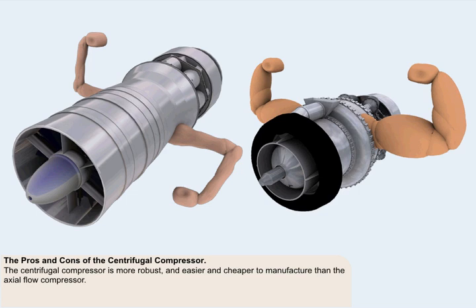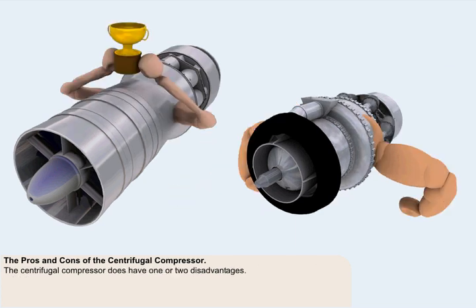The centrifugal compressor is much more robust than the axial flow compressor. That, and the fact that it is the easiest and cheapest of the two types to manufacture, made it the compressor of choice in early gas turbine engines. The centrifugal compressor does, however, have one or two disadvantages, which have relegated it to the second position with regards to its use in large modern engines.